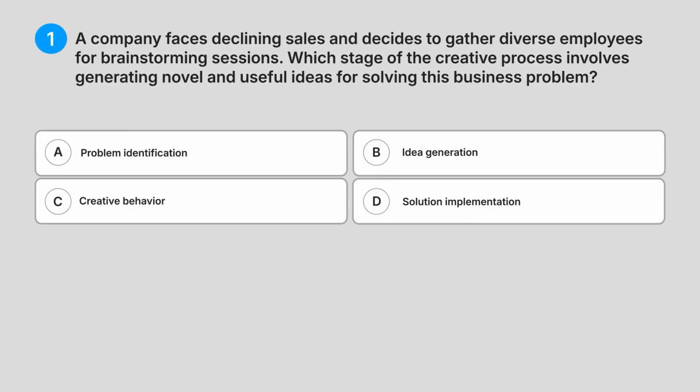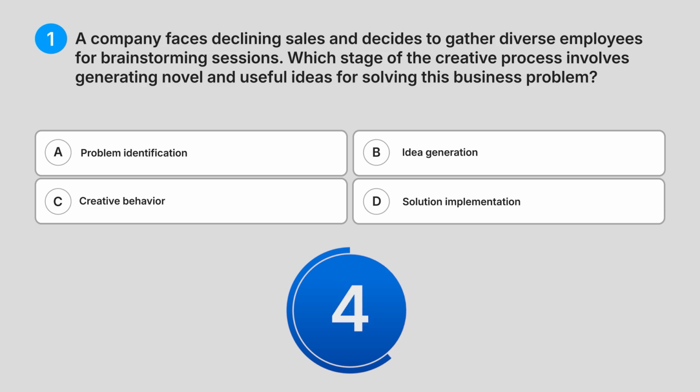1. A company faces declining sales and decides to gather diverse employees for brainstorming sessions. Which stage of the creative process involves generating novel and useful ideas for solving this business problem? A. Problem identification. B. Idea generation. C. Creative behavior. D. Solution implementation. Can you guess the answer?